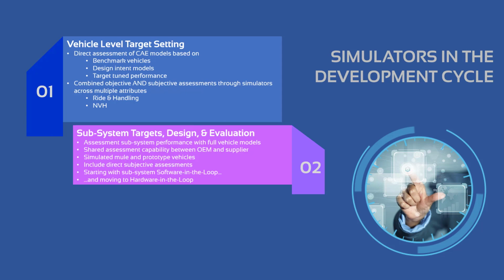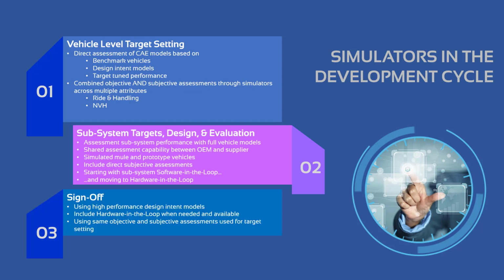Second, since the vehicle level targets assessments on the simulator are based on models built up of the various system and subsystems, the cascade of targets and design evaluations at the subsystem level can be straightforward. Not only are there consistent subsystem measurements in the models to use for targets, but they can be assessed directly on simulators in a consistent way where the rest of the vehicle model is available.